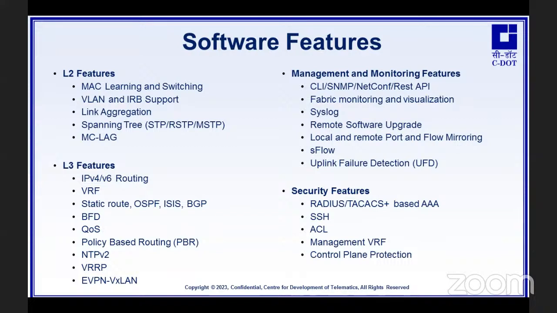Next is control plane protection. Whatever control plane traffic is being received at the router end for local consumption, we can rate limit there. Otherwise, there can be various DoS or DDoS attacks.